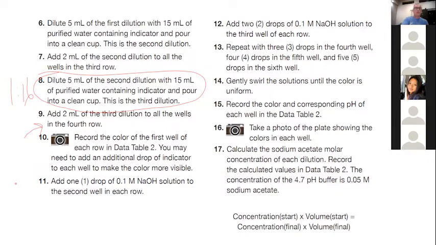We'll probably want to add a drop of indicator to each well so we can see the pH a little bit better. And then to the second well in each row, we'll add, again, 1 drop of the strong base, 2 drops of a strong base to the third well, 3 drops in the fourth, 4 drops in the fifth, 5 drops in the sixth, so on and so on. And then swirl them till we get a color that's no longer changing, and then take another picture. All right, lot to do. So any questions before we get started?